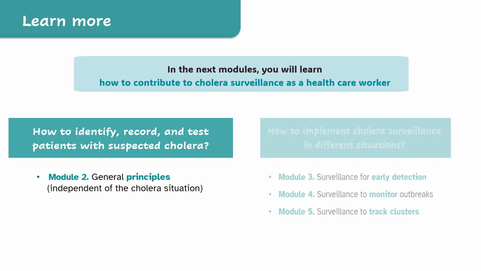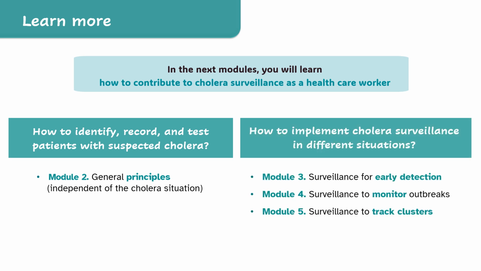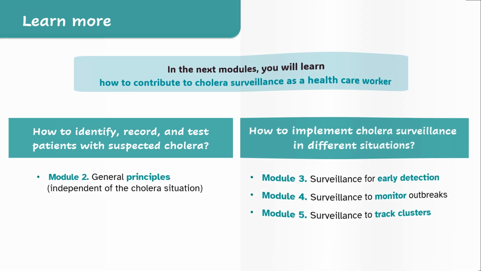Then, in Modules 3 to 5, we will walk you through specificities to implement cholera surveillance depending on the ongoing cholera situation and the corresponding surveillance objective. In Module 3, we will focus on surveillance for the early detection of cholera outbreaks. In Module 4, we will address surveillance to monitor cholera outbreaks. Lastly, in Module 5, we will cover surveillance to track cholera clusters.